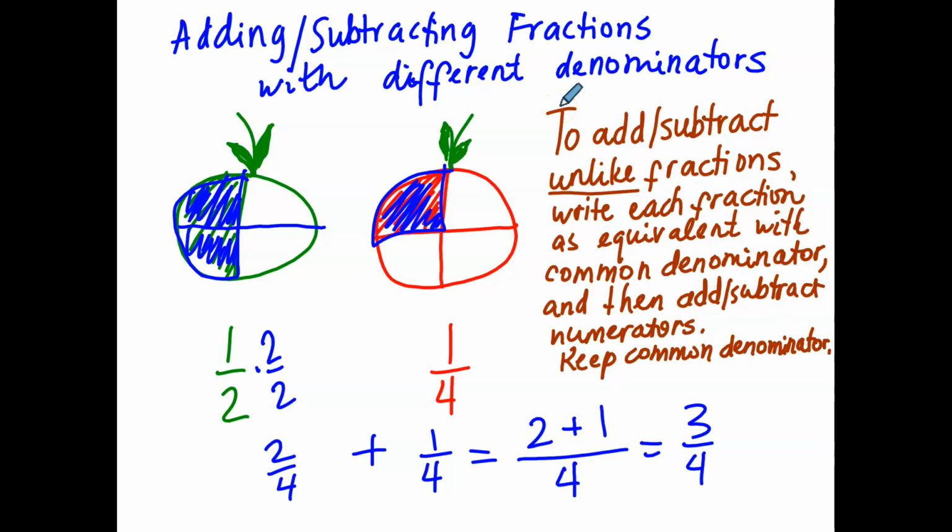To add or subtract unlike fractions, fractions with different denominators, write each fraction as equivalent with a common denominator, and then add or subtract numerators. Keep the common denominator.